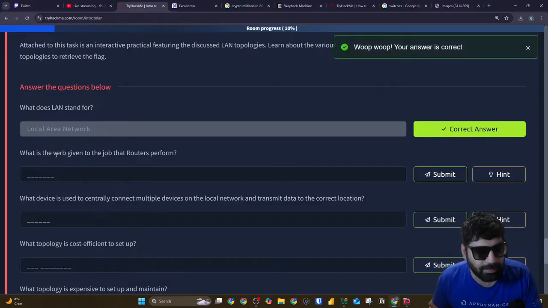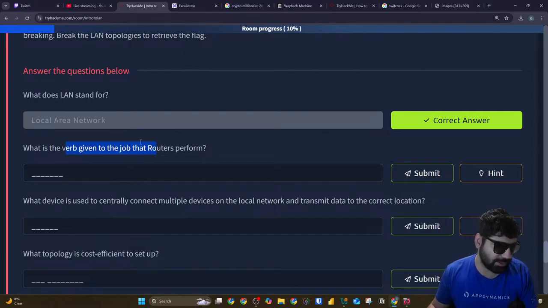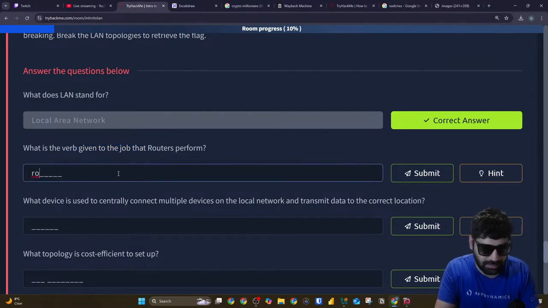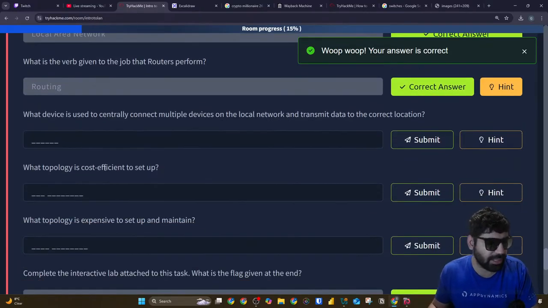What is the verb given to the job of a router? What does a router do? Why did it get its name, right? Because it's routing. Routing the traffic, where the data goes, what the flow should be, and stuff like that.